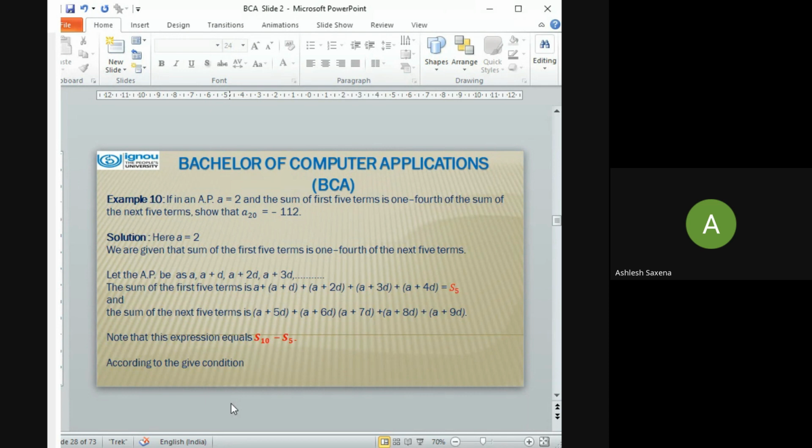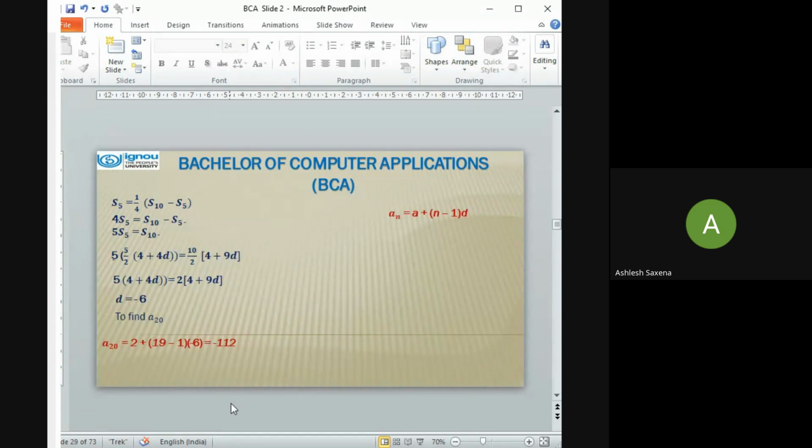What it says: if the common difference of an AP is equal to 2, the sum of the first five terms is equal to 1/4 of the sum of the next five. First of all, we have to find S10 minus S5. Now, what does this condition say? It states S5 is equal to 1/4 of S10 minus S5. We will be simplifying it.